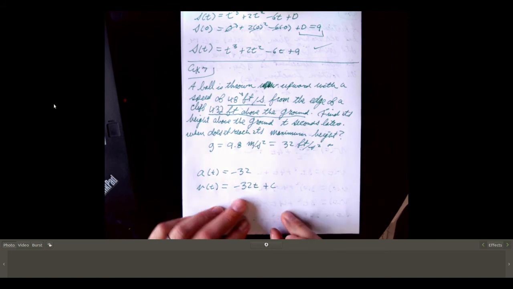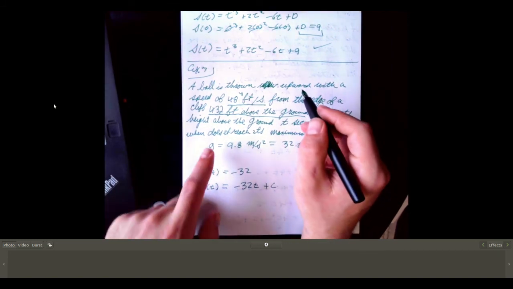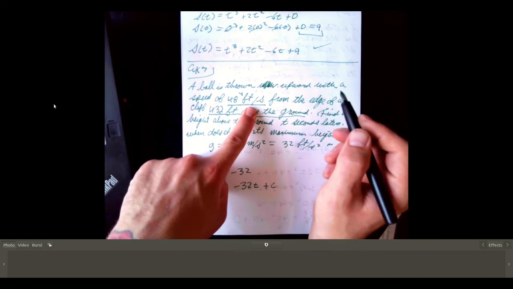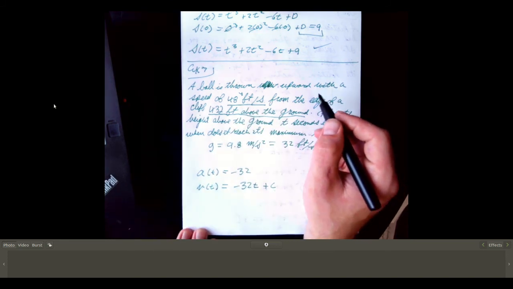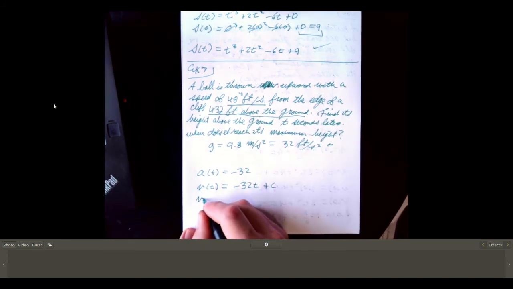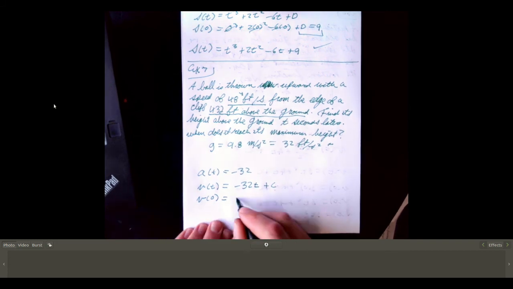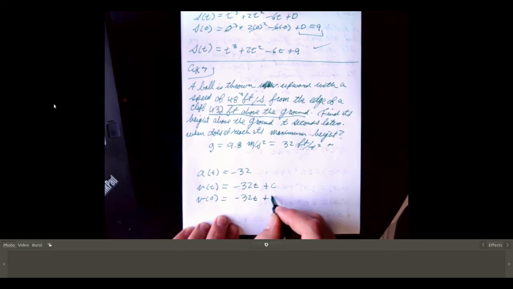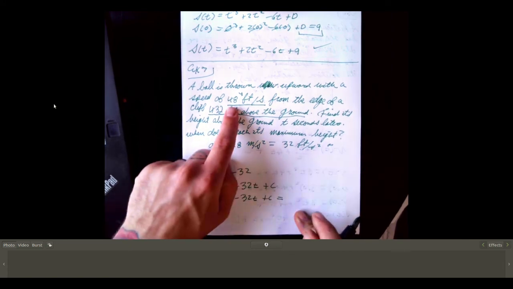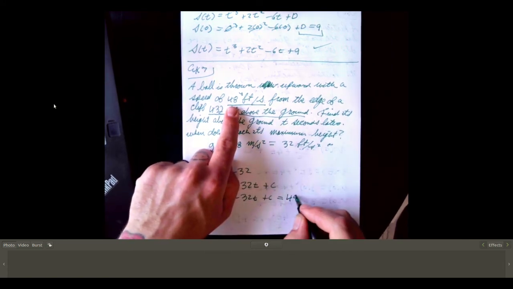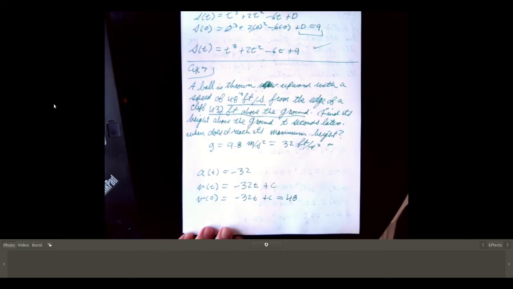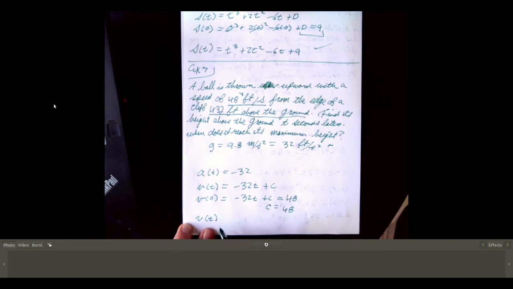But we know we were thrown upward with a speed of 48 feet per second. This is our initial condition about velocity. What this statement says is that v of 0, which is -32t plus c, has to equal our initial velocity, 48. That means our constant is equal to 48, and the equation that models our velocity as a function of time is negative 32t plus 48.